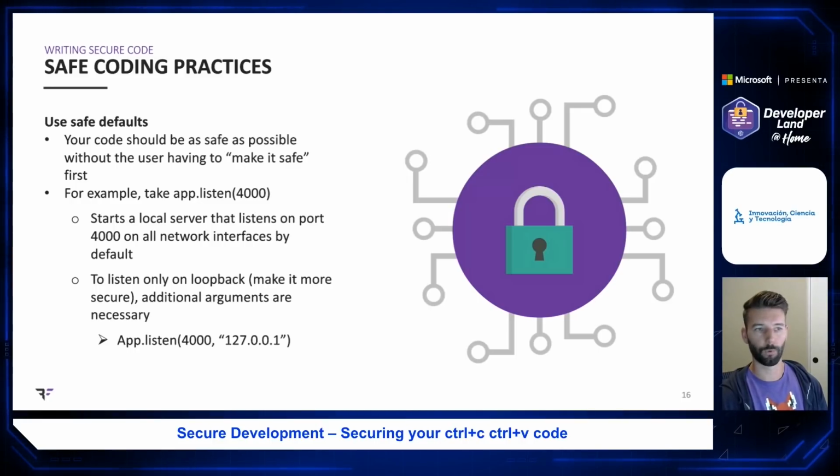And arguably, it would be safer if by default it only listened on the loopback address, right? So you can only connect to it from your system without opening yourself up to the network. But in order to do that, you have to feed it a second parameter. You have to say app.listen on port 4000 and on IP address 127.0.0.1. So here, in order to make it safer, we have to actually take more steps, which is the opposite of what you want to do. Now, this example is used just for illustration. There are reasons why this function works this way, but I just want you to think about making your code safe by default.